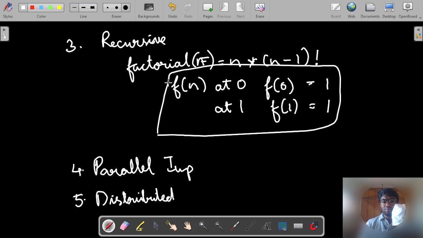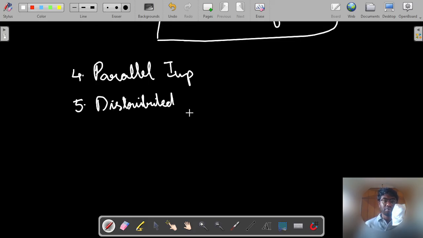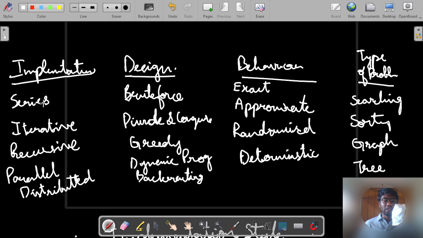So yeah, that's about distributed computing, which involves usage of multiple servers or computers. So cloud helps us do that better, right? So yeah, that was a few different things in the implementation style.